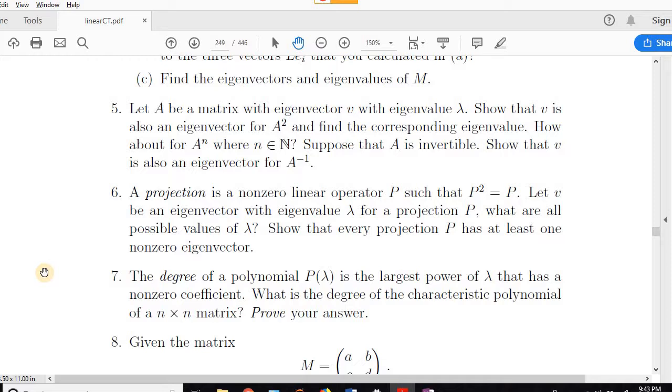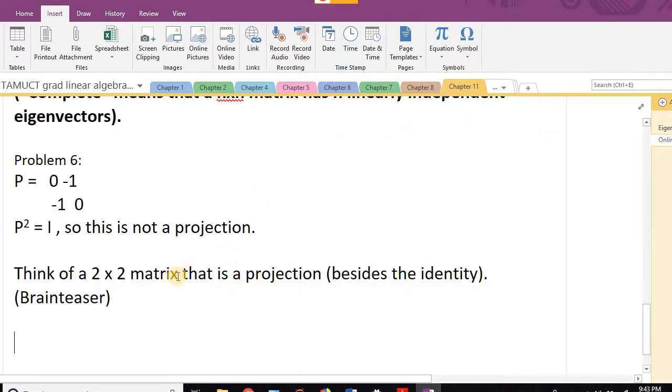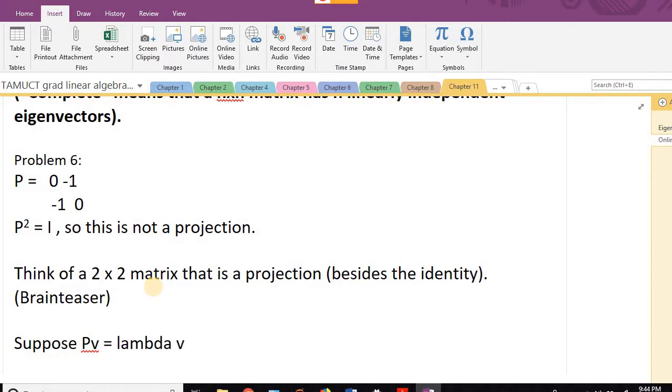What does it mean that V is an eigenvector with eigenvalue lambda? P times V equals lambda times V. Suppose PV is equal to lambda V. Let's see if this works. Can we also say that p squared V equals lambda V? Well, not quite. Let me just write it that way.